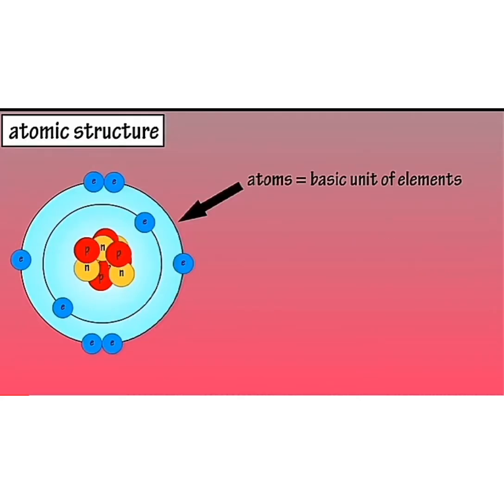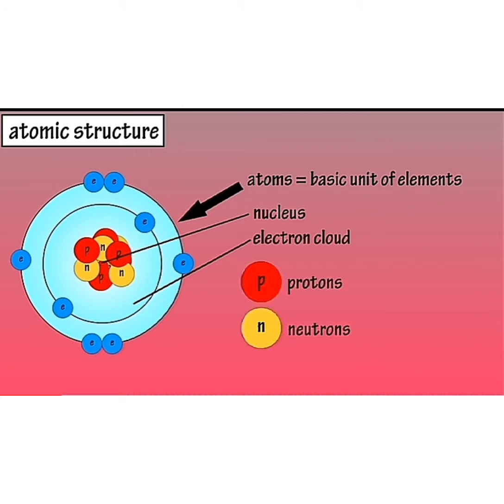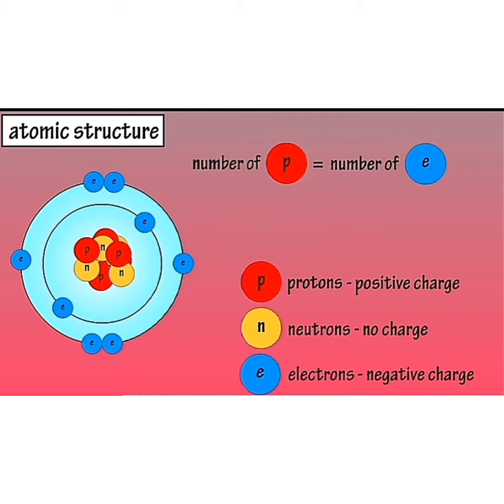Atoms are the basic unit of chemical elements. They contain subatomic particles in their nucleus and in the electron cloud that surrounds the nucleus. These subatomic particles include protons and neutrons, which are located in the nucleus, and electrons, which are located in the cloud or field that surrounds the nucleus. Protons have a positive electrical charge, neutrons are uncharged, and electrons have a negative charge. The number of protons and electrons are equal, so atoms are electrically neutral particles.